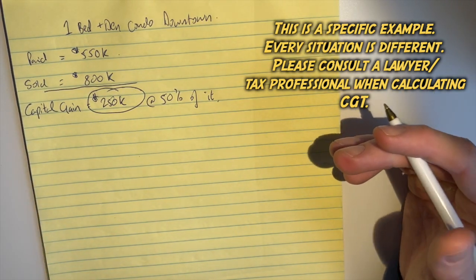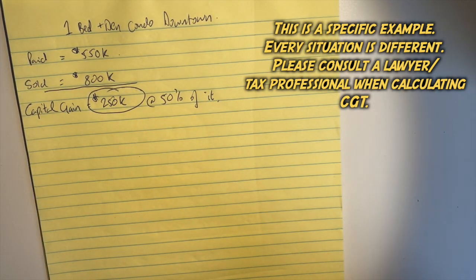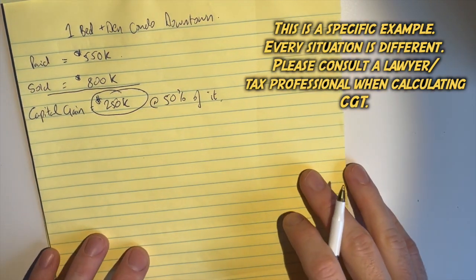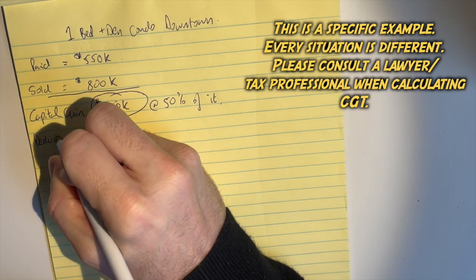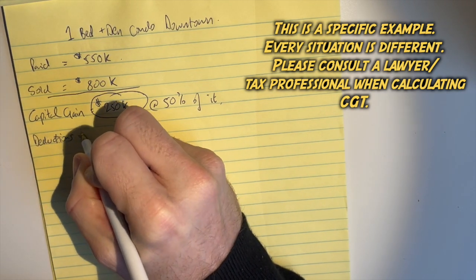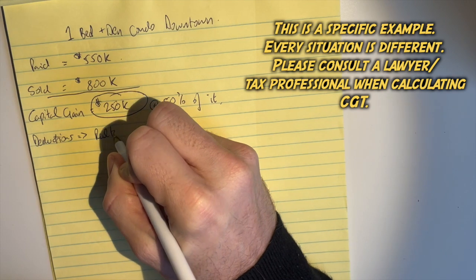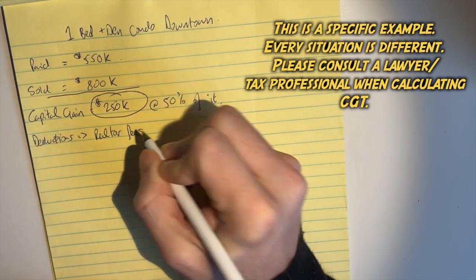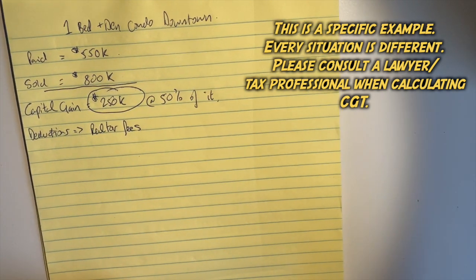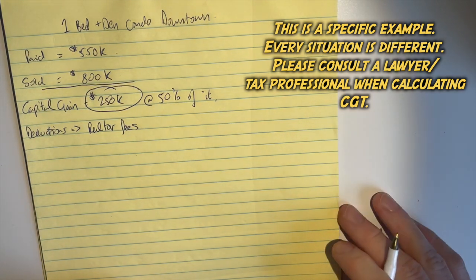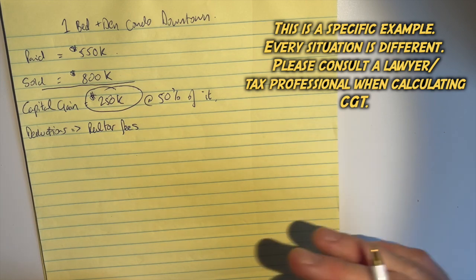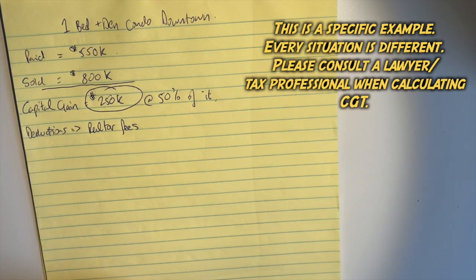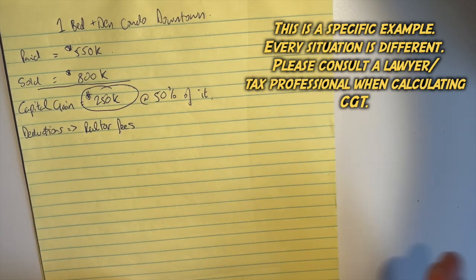Now, any type of capital gain is subject to deductions, so you can deduct any expenses, anything that went in towards selling it. So let's say we have deductions here, and they included realtor fees. Your realtor is going to do all the work for you. He or she is going to sell it for you, put in the hours, do all the paperwork, all that sort of jazz. And you can write off all of their fees. So great idea to hire a realtor.